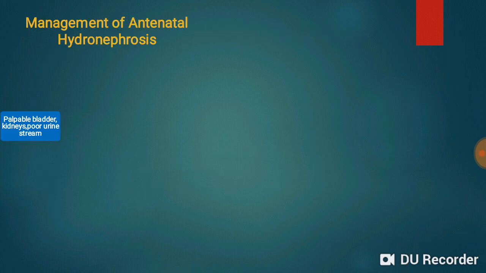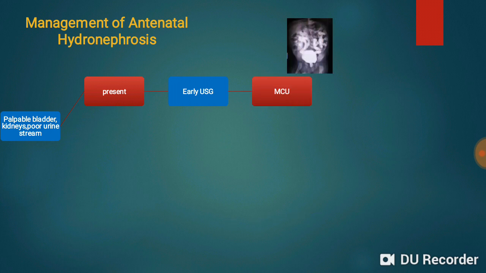So, management of hydronephrosis. Once a child with antenatal hydronephrosis comes to us, we have all the investigations in our armamentarium, and we judiciously put them together to treat a patient with antenatal hydronephrosis when suspecting pelviureteric junction obstruction. Suppose the child comes with a palpable bladder or kidneys and a poor urinary stream. First, we have to see this in the history. If all these things are present, then it means it is significant. Then we have to take an early ultrasound. We don't have to wait for 2 days. We can take an immediate postnatal ultrasound, and after that, a micturating cystourethrogram has to be performed.